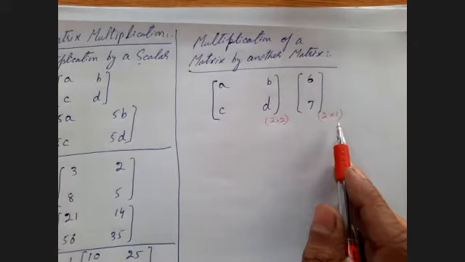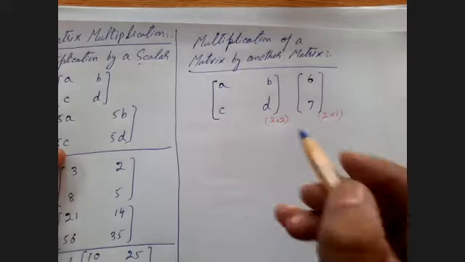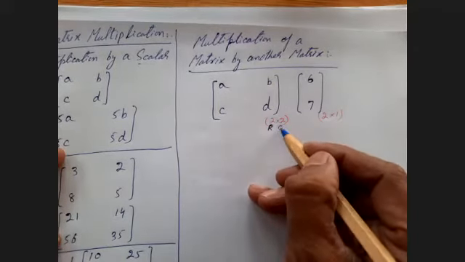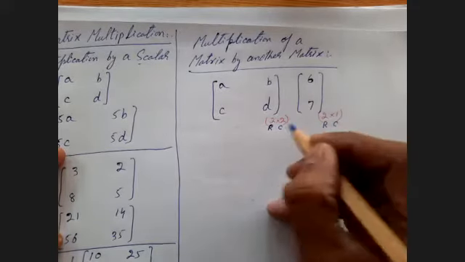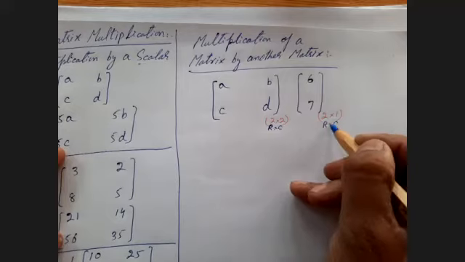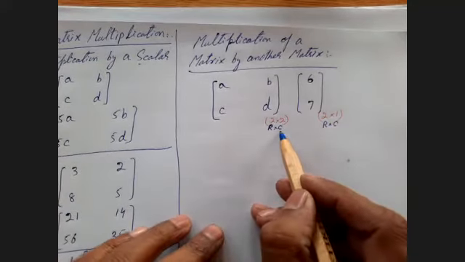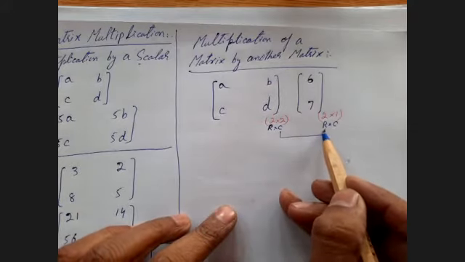So whenever you are going to multiply two matrices, you have to see their order first of all. You have to see that this is a row and this is a column. Row multiplied by column. So remember this: the columns of the first matrix must be equal to the rows of the second matrix.